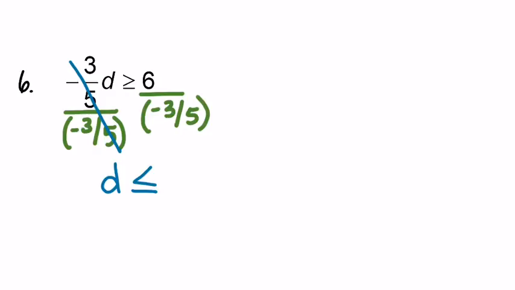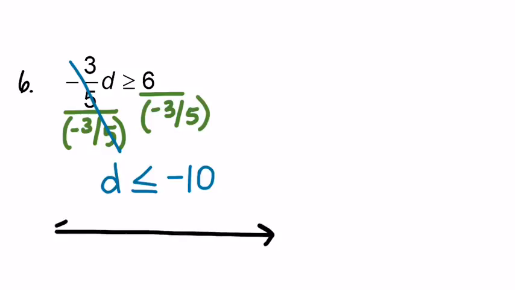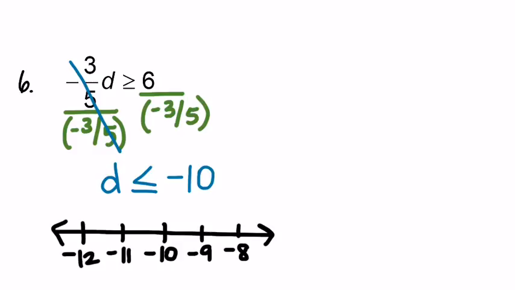And then on the right-hand side, you can type this into your calculator, 6 divided by, put negative 3/5 in parentheses. That's going to be negative 10. So then on my number line, negative 10 in the middle. Since d is less than or equal to negative 10, we're going to have a closed circle on negative 10, and the arrow is going to the left.